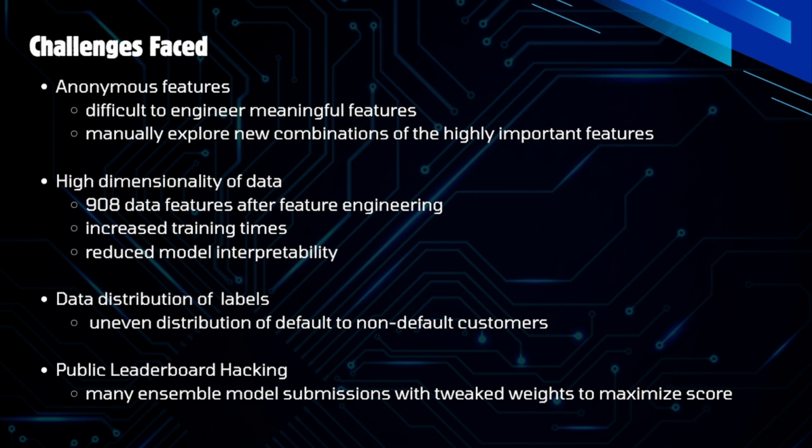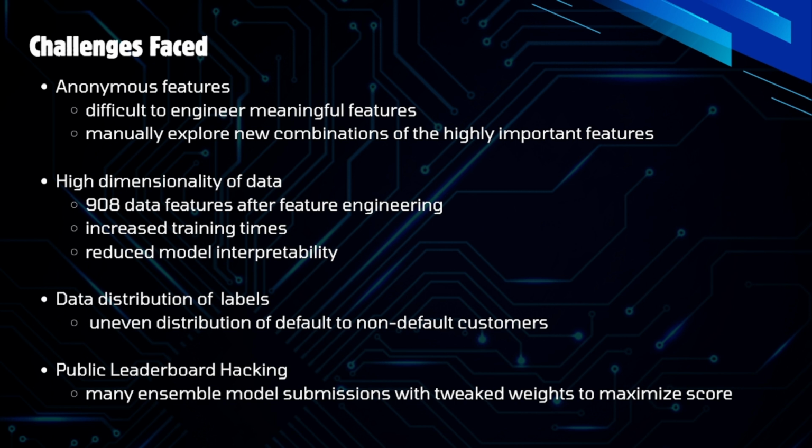Third is the imbalanced dataset. The dataset had a 3-to-1 ratio of non-defaulters to defaulters. This imbalance made accuracy an unreliable metric, since a model predicting non-default most of the time could still appear as highly accurate. Lastly is the competition dynamic.